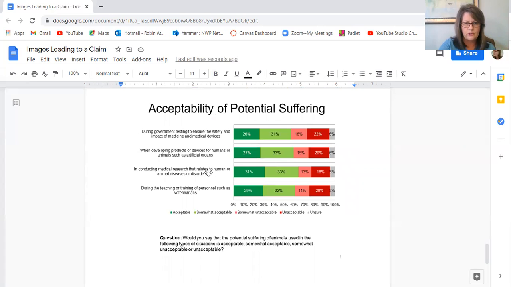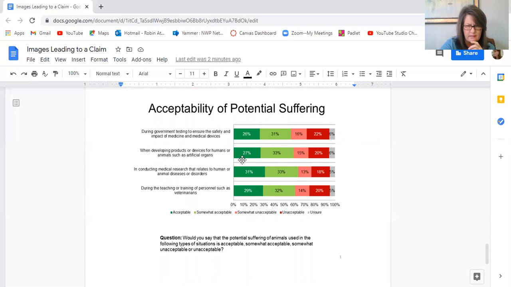Potential suffering of animals. So if it's during government testing to ensure the safety and impact of medicine and medical devices. This seems like there's a lot of green. If you add these greens together, it seems like most people sort of accept the potential suffering of animals. Over 50% of people accept it or they think it's acceptable if it ensures the safety of medicine and medical devices. So that seems to have to do with human life or human well-being. So not paint or cosmetics.